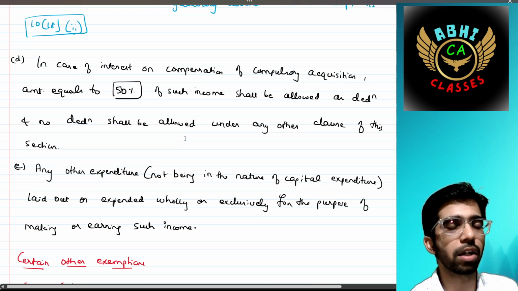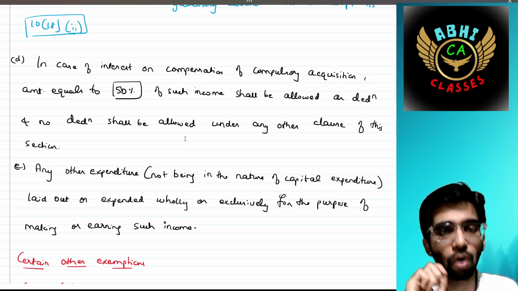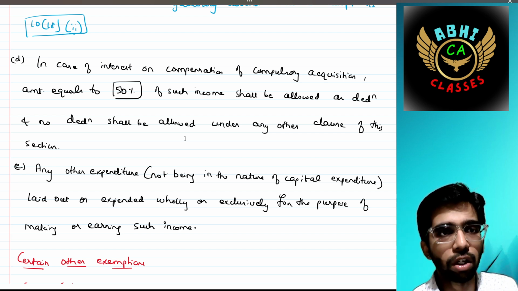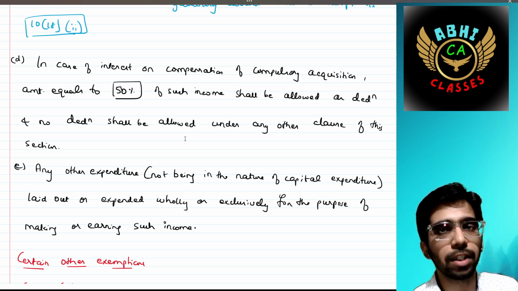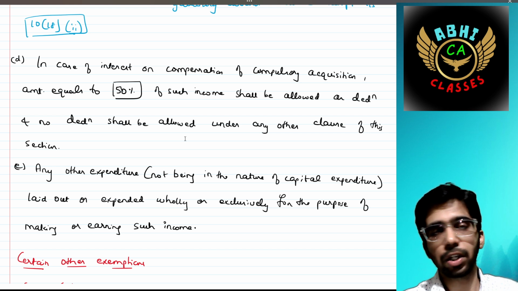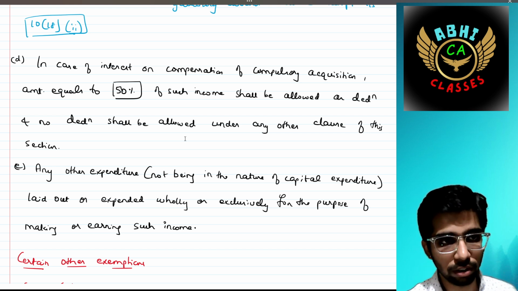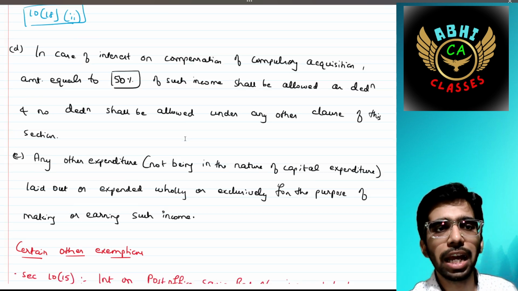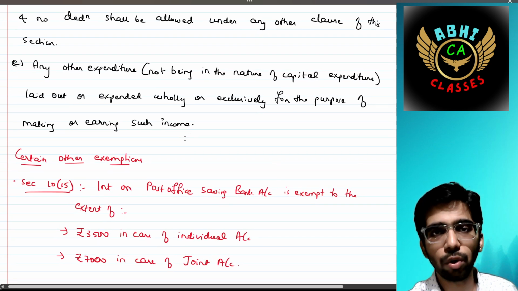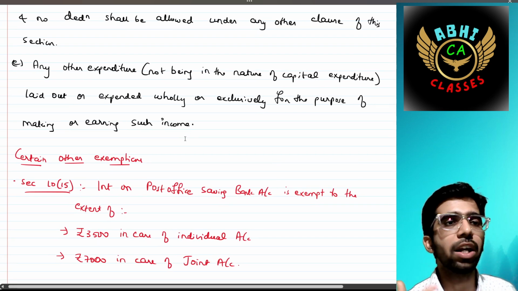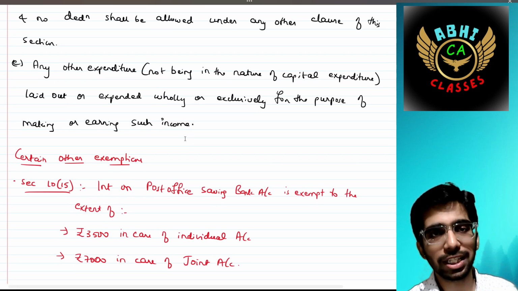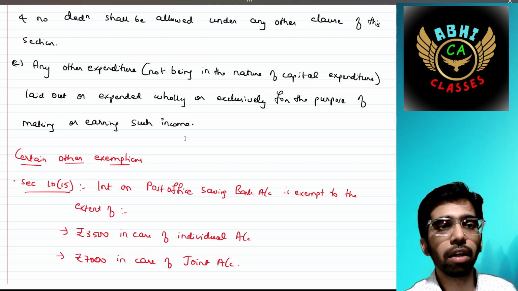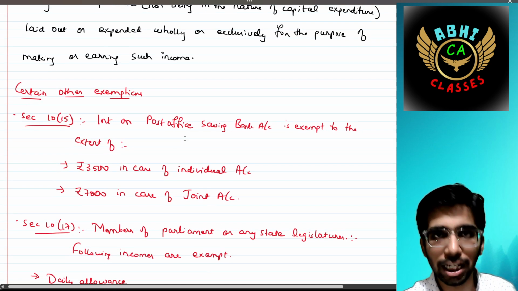Now the deductions part. In case of interest on compensation of compulsory acquisition that we have already discussed, 50% of that income shall be allowed as a deduction under this section. No further deduction shall be given in respect of this. For example, the court fees, etc. should be ignored. Then any other expenses not being in the nature of capital expenditure laid out or expended wholly or exclusively for the purpose of making and earning such income shall be treated as an allowable expenditure.